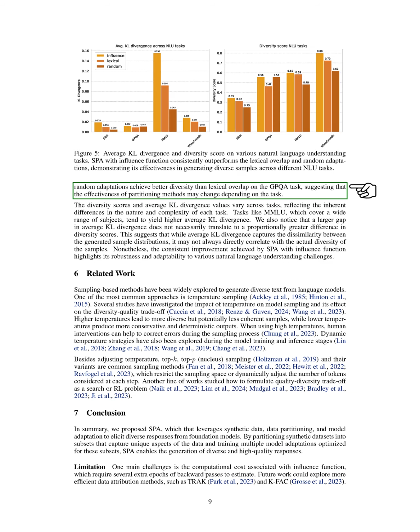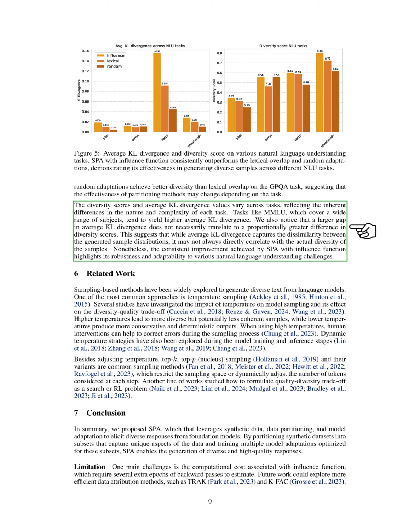Interestingly, random adaptations perform better than lexical overlap on the GPQA task, indicating that the effectiveness of these methods can vary by task. The diversity scores and average KL divergence differ across tasks, reflecting their unique complexities. For instance, MMLU, which encompasses a broad range of subjects, tends to yield higher average KL divergence.